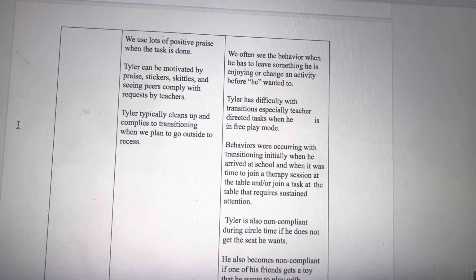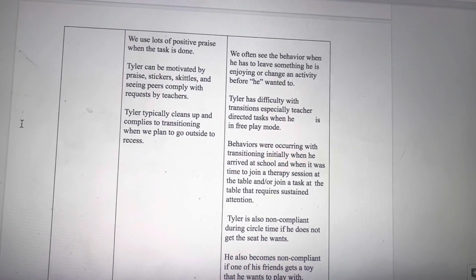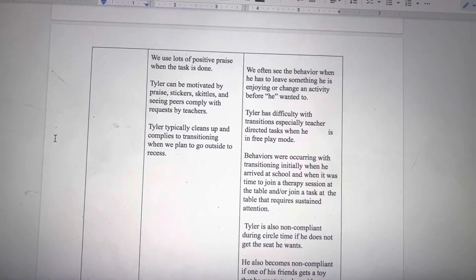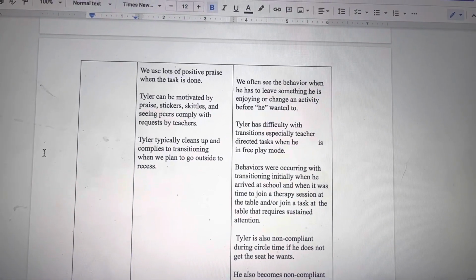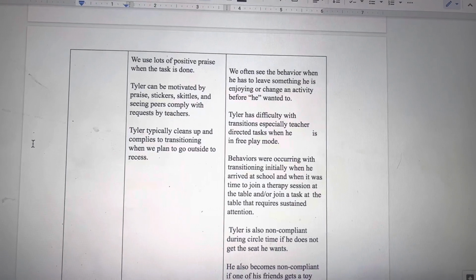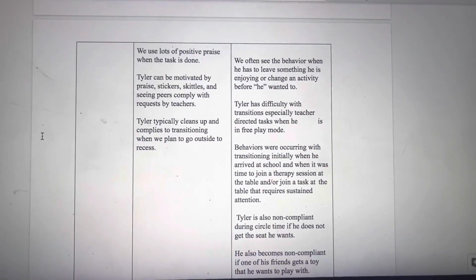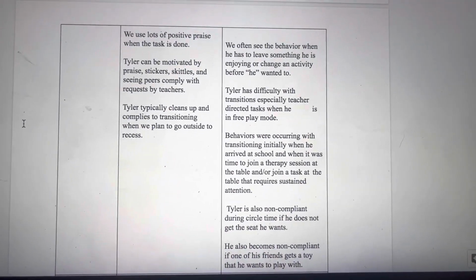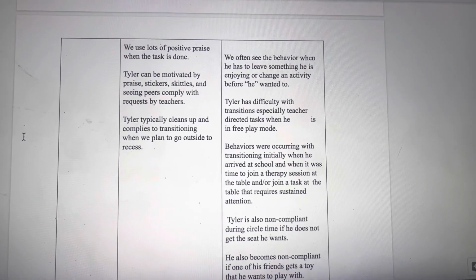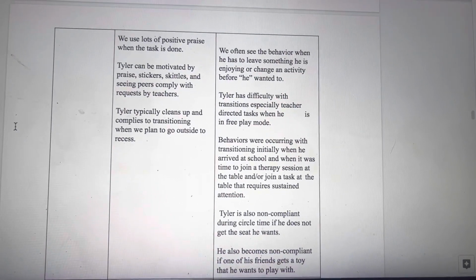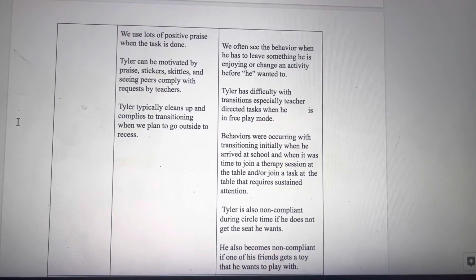So avoiding activities, in our observations we have seen Tyler has been given various directions from the teacher, but chooses not to comply and flees the area. We often see the behavior when he has to leave something he's enjoying to change to a different activity, or before he wanted to change. So Tyler has difficulty with transitions, especially teacher-directed tasks when he is in free play mode.